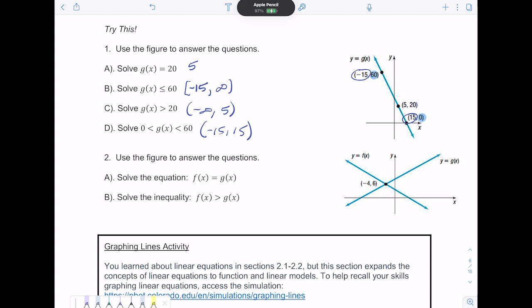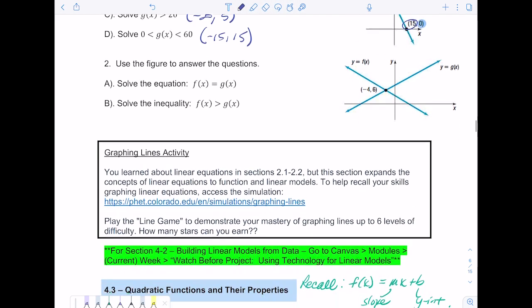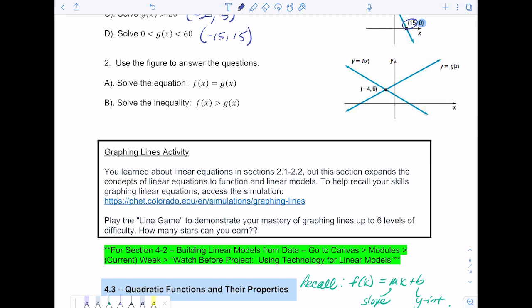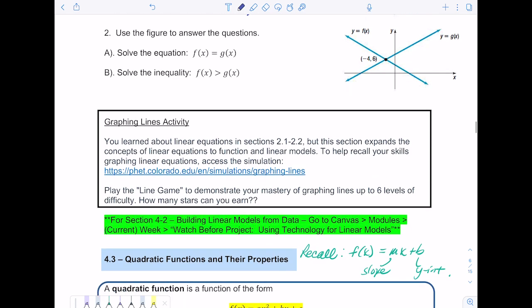And then there's also a little activity for you to do where you can play a game with linear equations and you can try to earn stars. There's up to 6 levels. Okay, so challenge yourself and see how you do.